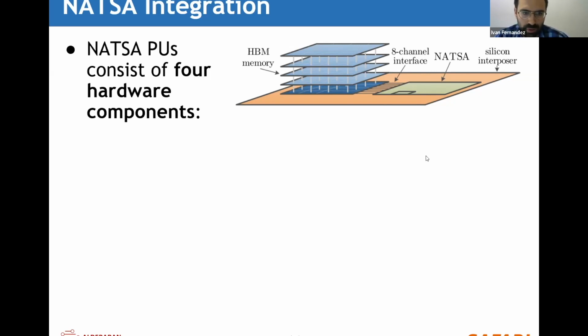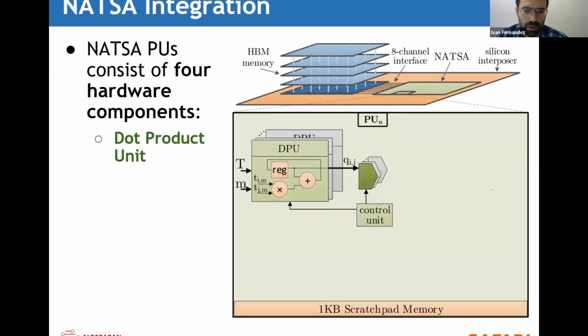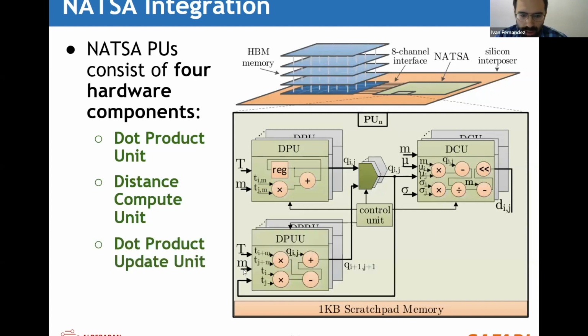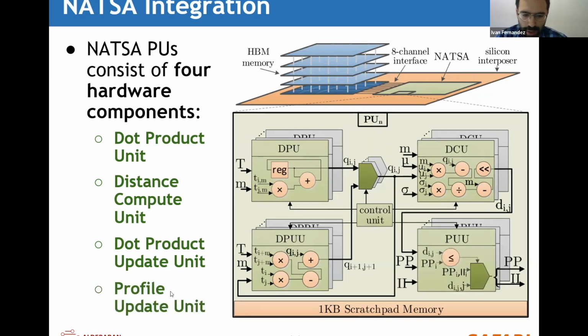Those PUs consist of 4 hardware components. First, we have a dot product unit. Second, we have a distance compute unit. Third, we have a dot product update unit that, using the dot product calculated from the dot product unit and adding a couple of terms, reduces most of the computation. And finally, we have a profile update unit that updates the profile and index vectors if needed. Additionally, we provide a 1 kilobyte scratchpad memory per PU to store temporal data.